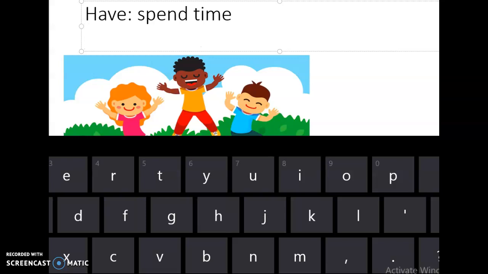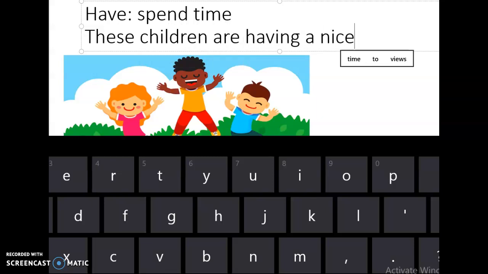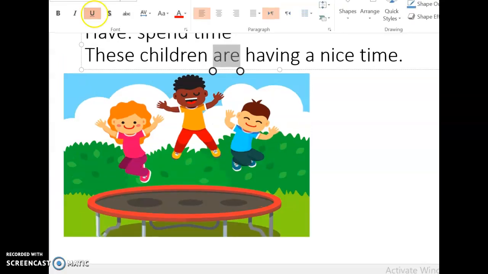It's fine. These children are having a nice time, or they are having fun. Okay? Children is plural, so we put are and then we put ing. Of course, we cancel e from have and we add ing. Okay? They are having nice time. Later on, maybe they will feel sad. So it's happening just now.